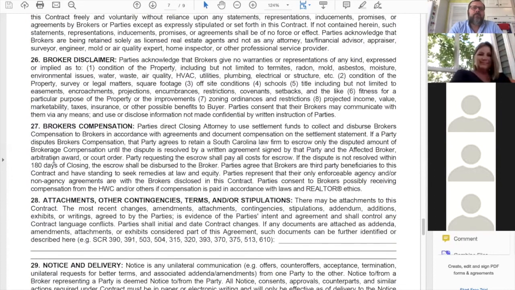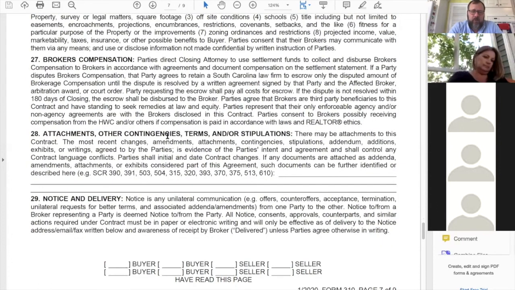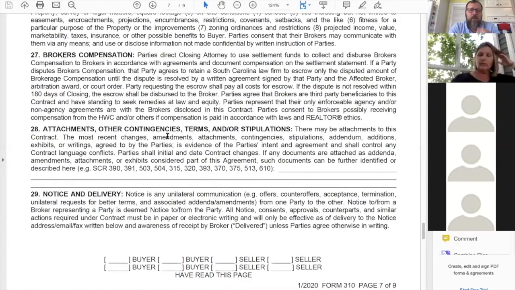Paragraph 27 states the broker's compensation is negotiable. Paragraph 28 is where you mark any contingencies, terms, or stipulations, or make note of any attached contingencies or forms. It lists some of them on there, which would be your repair requests. Well, that wouldn't be on this first one, sorry. It would be contingency to sell your home, VA, FHA, those sorts of things. That would need to be indicated in here.